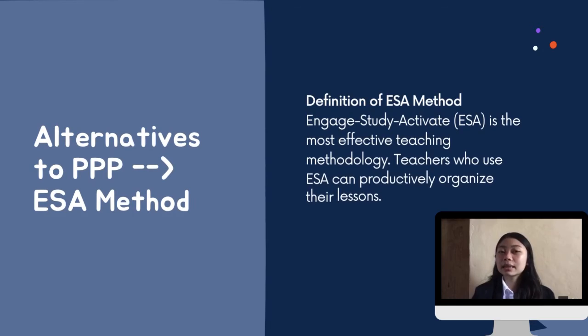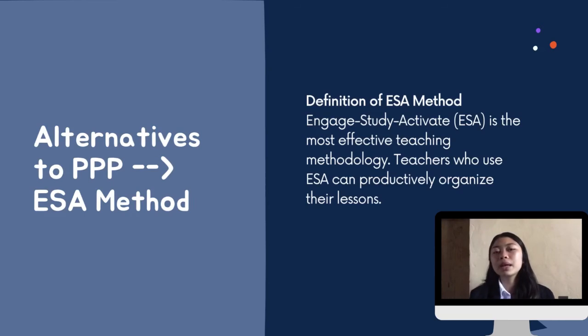Next is the alternative to PPP, the ESA method. The definition of ESA method is Engage, Study, and Activate. ESA is the most effective teaching methodology. Teachers who use ESA can productively organize their lessons. Through ESA, students are focused and highly motivated to learn.